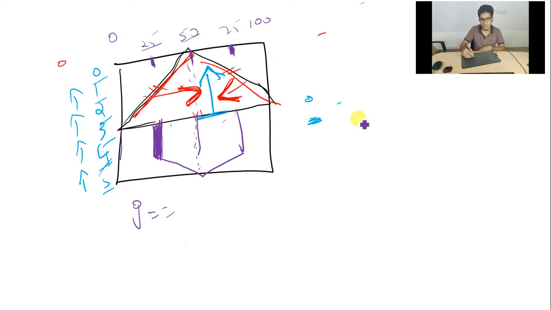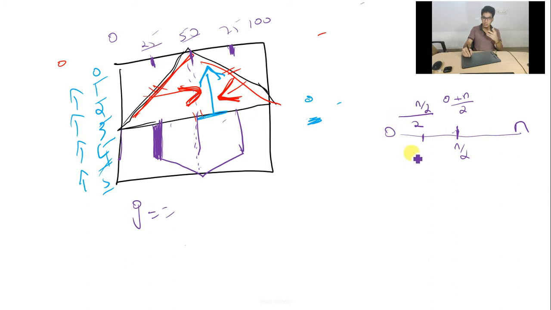If you want me to tell you how 3n by 4, I'll explain. Imagine this is my 0th value and this is my n value. To find the middle element, it is always first element plus last element by 2. What is 0 plus n by 2? It is n by 2. You want to find this element, so the first element is 0 plus last element. What's the last element here? n by 2, because you want a middle point between 0 and n by 2. So first plus last by 2: 0 plus n by 2 is n by 2, and n by 2 by 2 is n by 4.